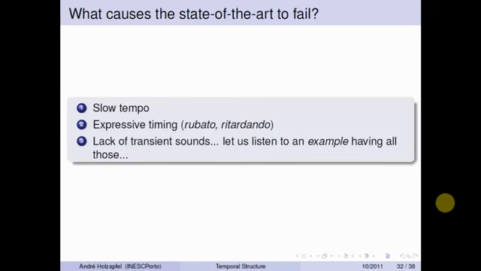Well, about this beat tracking thing, just a short overview. What causes the state of the art to fail? Some things we found now, which are kind of obvious: a very slow tempo kills most of the state of the art approaches. Expressive timing, which I mean that the beat is not continuous, but suddenly the tempo slows down a bit, it goes up a bit, not only on a large scale, but very suddenly. And the lack of transient sounds, so maybe only violins. So I will give you an example which has all these nice things together.